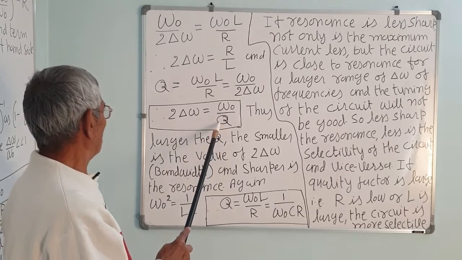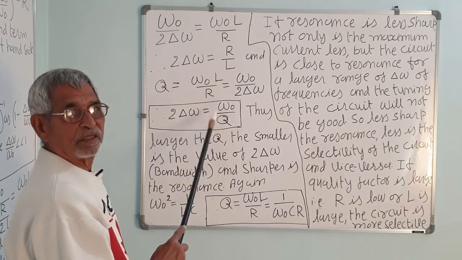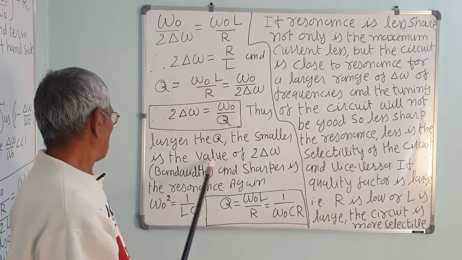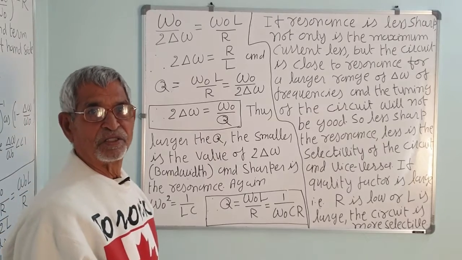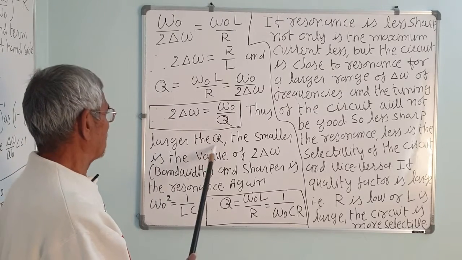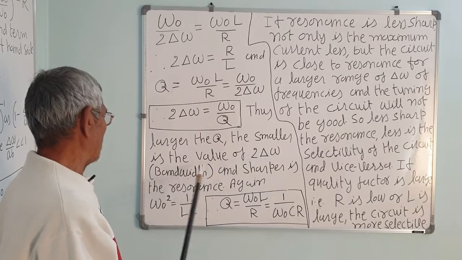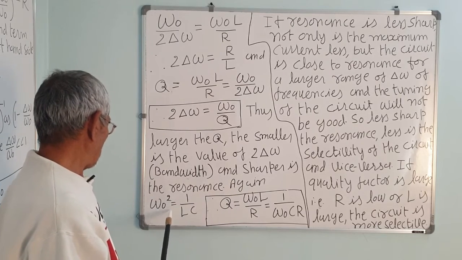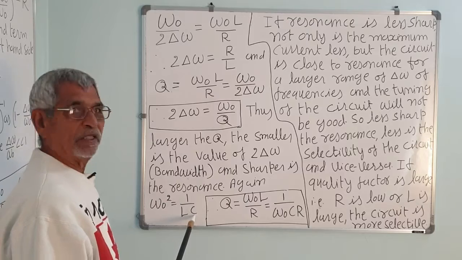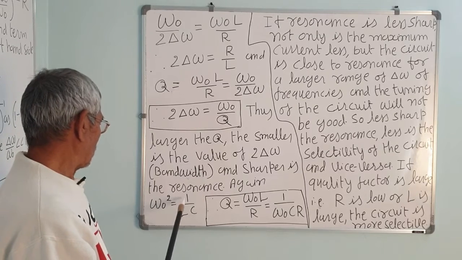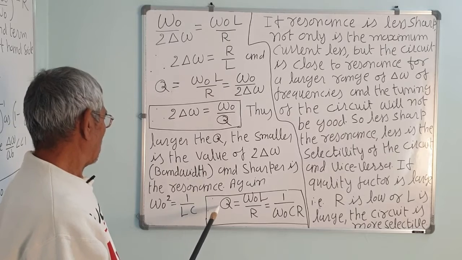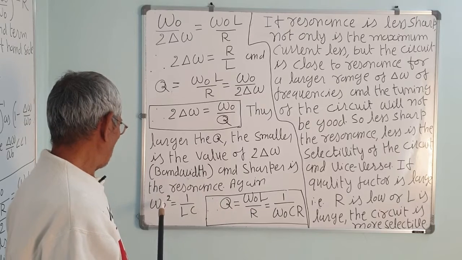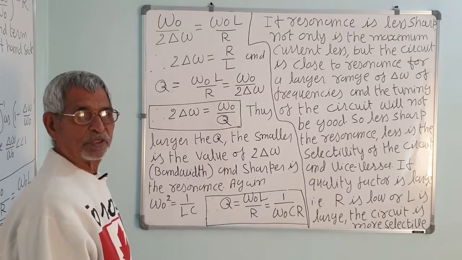So the larger the Q, the smaller 2 delta omega will be. So the value of 2 delta omega, that is the bandwidth, is smaller, so the sharpness will be more. The larger the Q, the smaller is the bandwidth, and the sharper is the resonance. Again, omega 0 square is equal to 1 upon LC. We know omega is equal to 1 upon under root LC. Therefore, Q is equal to omega 0 L upon R, and that is equal to 1 upon omega 0 CR also we can write.